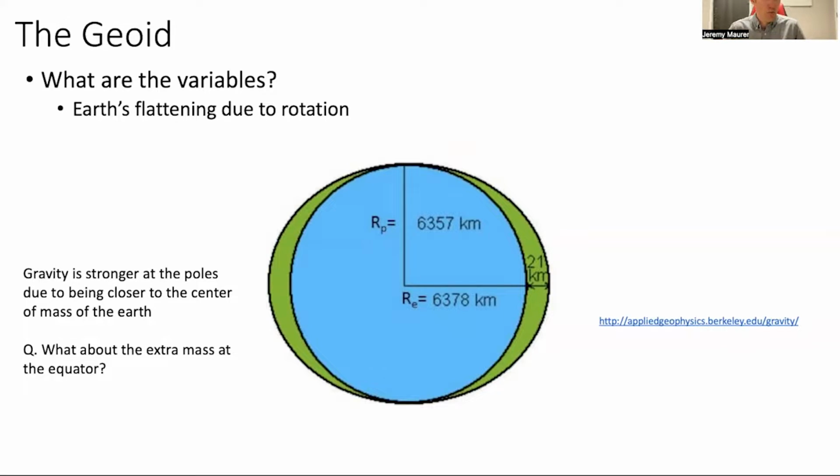Gravity is stronger at the poles because at the poles, the distance to the center of the Earth is actually less. So you can see in this diagram here, the Earth is slightly squashed compared to a perfect sphere. There's a little bit of extra distance at the equator between the surface of the Earth and the center of the Earth. And so this leads to a slightly smaller gravity acceleration at the equator versus at the poles. Now you might say, well, there's more mass at the equator than there is at the poles. There's mass here in this extra area.